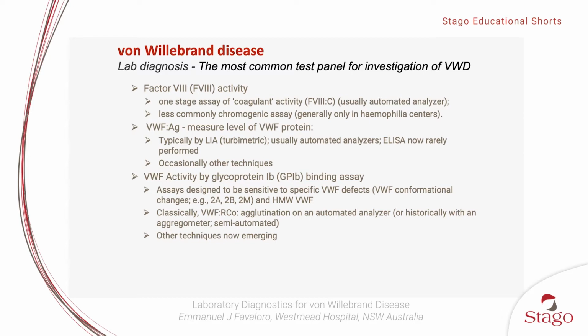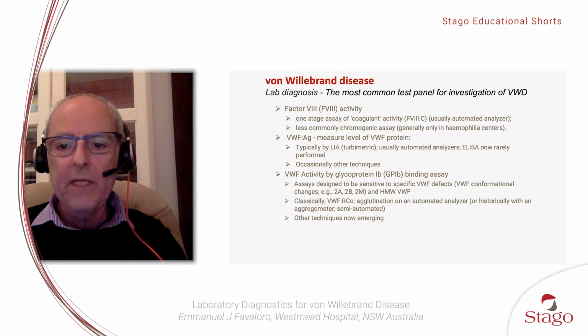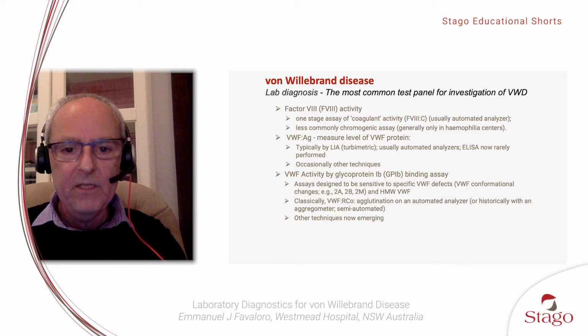So most laboratories use 3 tests as a test panel. They perform a factor VIII activity assay, usually by a one-stage assay of coagulant activity, factor VIII-C, and usually on an automated analyzer. Less commonly, some laboratories also use a chromogenic assay, but this is usually only available in haemophilia centres.